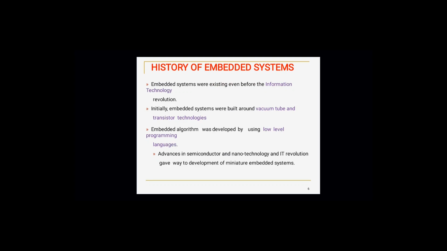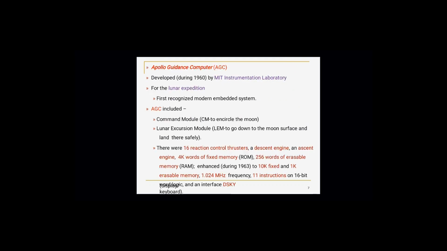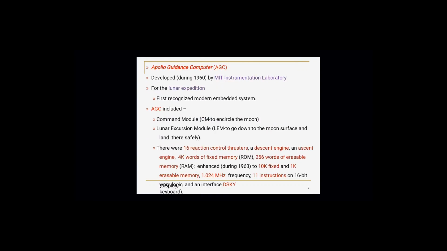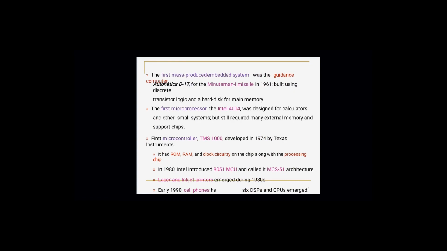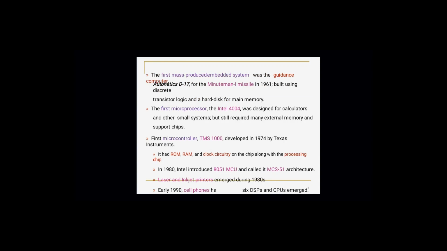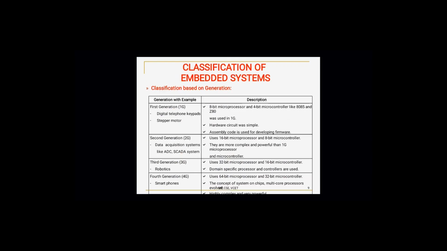Then the history of embedded systems. This is completely theory. You go through the history from almost the 1950s till 2010, where they have discussed how embedded systems evolved and what the various embedded systems were. Basically, they do not ask this in the exam, but still it is better if you know the history of embedded systems. Then they have discussed classification of embedded systems.